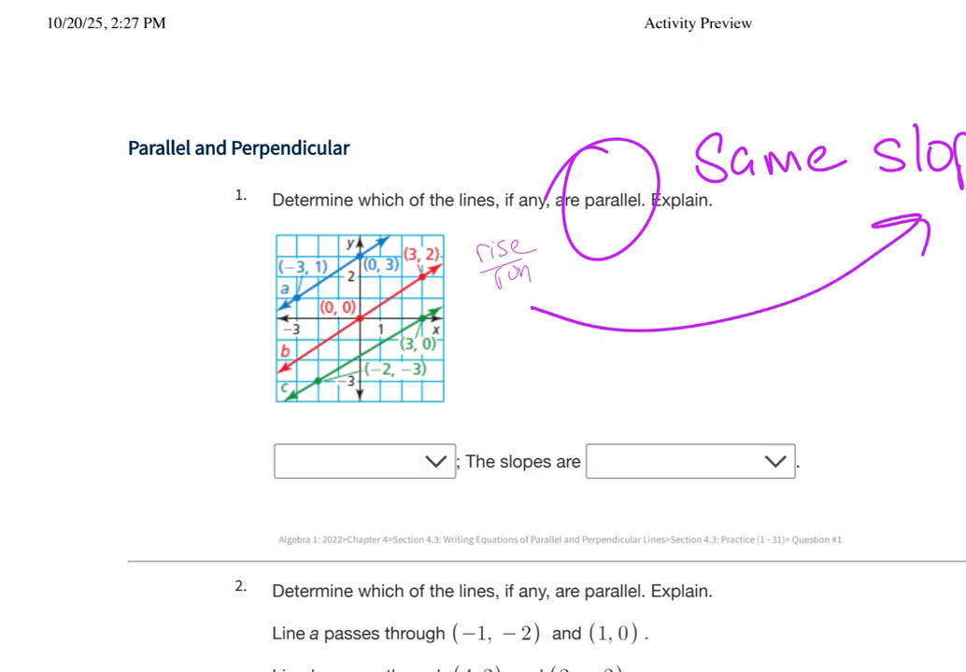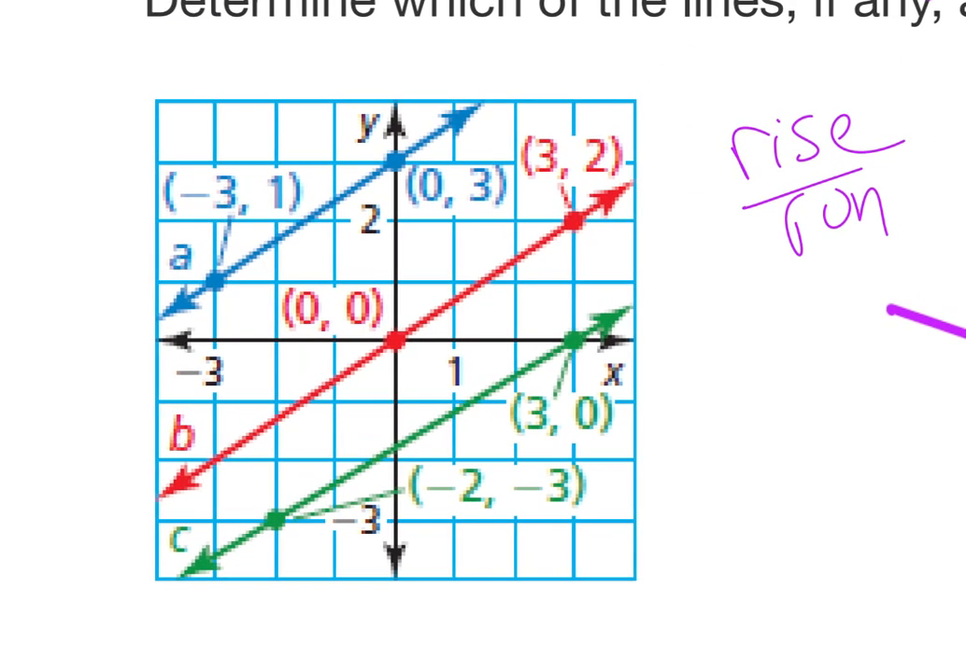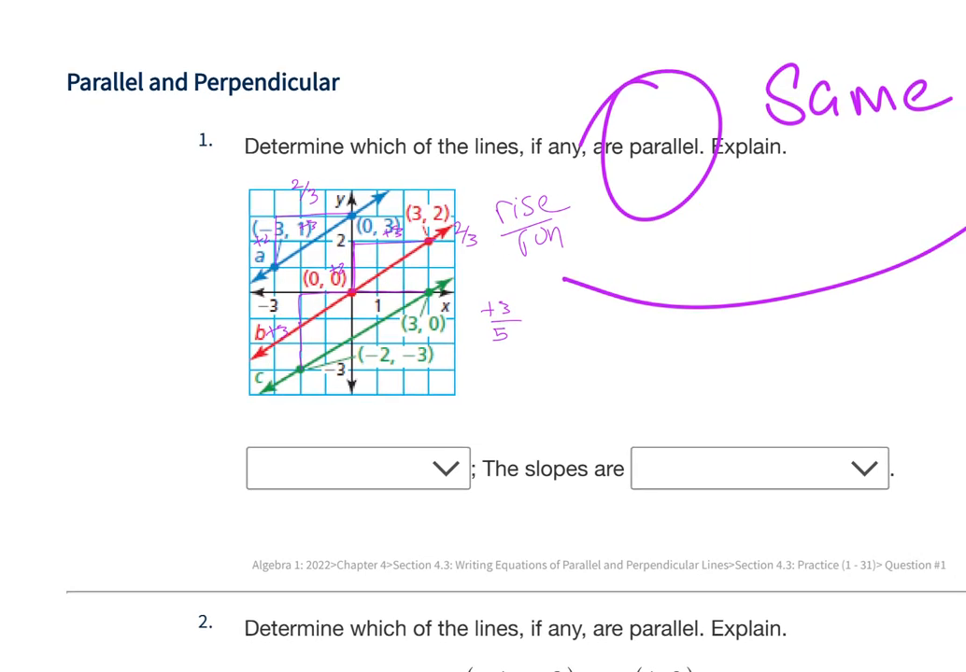So for the blue line, it looks like we rise 1, 2, run 3. So that's 2/3 because it was +2 and +3. For this red line, that's pretty easy because it's rise 2, run 3. That's also 2/3. And the green line looks like we rise 1, 2, 3, so 3 over 1, 2, 3, 4, 5. Oops, looks like the green one is not parallel.